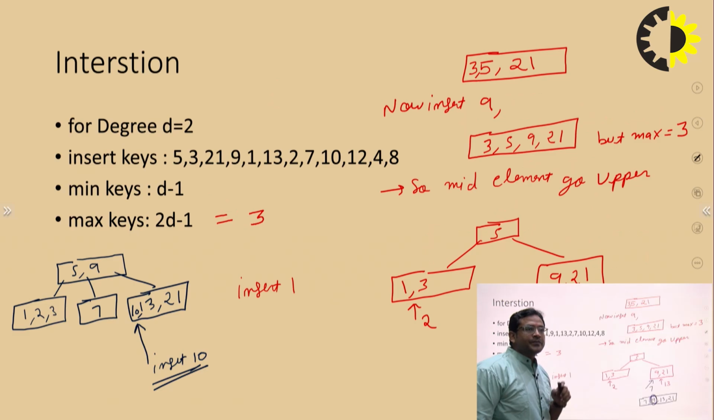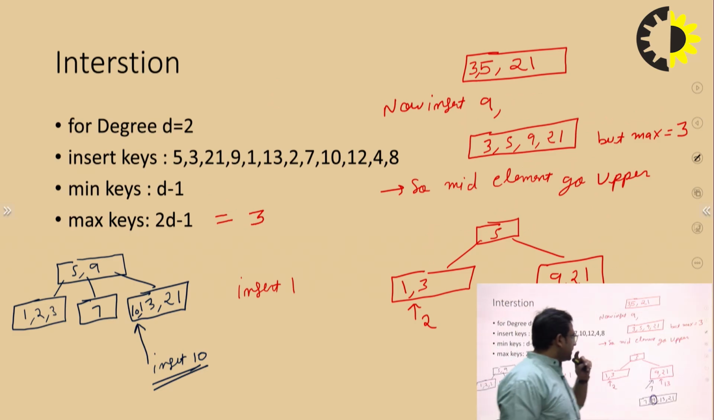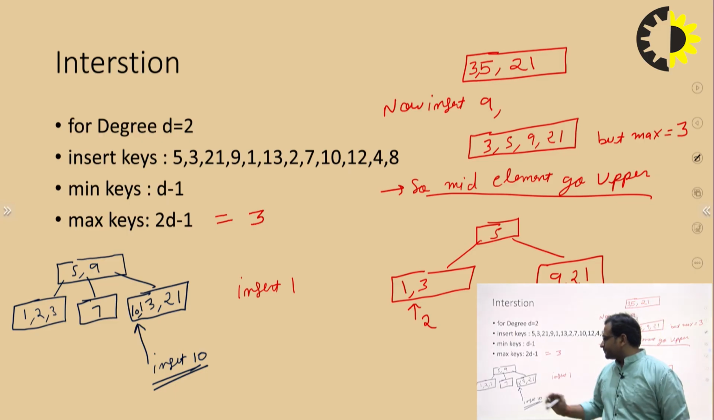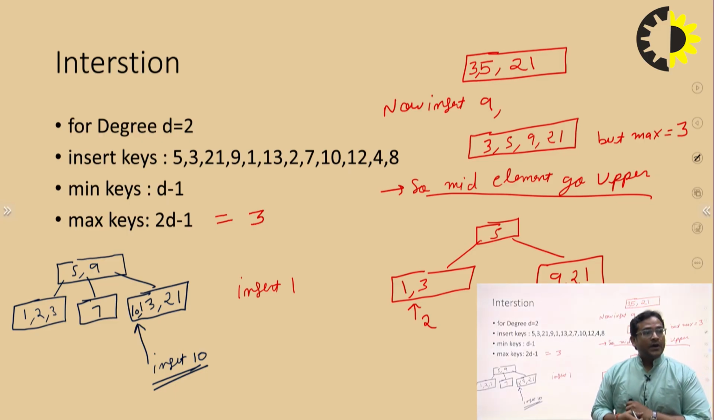I'll explain step by step. We have 3, 5, 21, now insert 9, but the maximum we need is 3, so the middle element goes to the upper side. So 5 is here. When 2 is inserted, 1, 2, 3, and 13 is here. When 7 is inserted, 9 should go to the upside, and the result is this. Got my point? So this one is done.